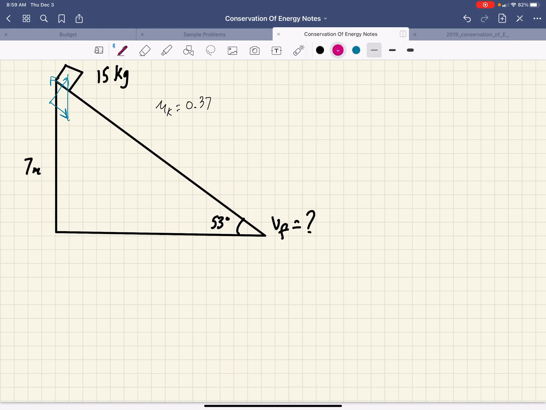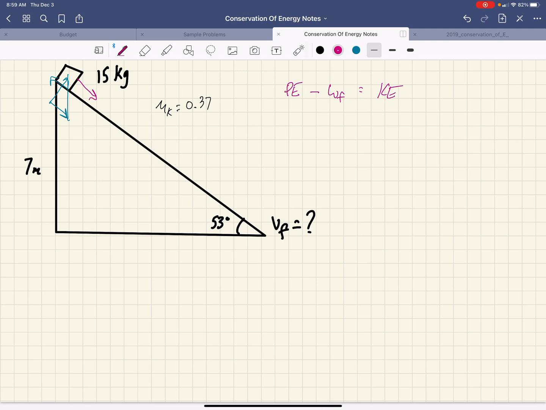The better way, or I should say often the easier way, is to use energy. Always ask yourself, what kind of energy do you have at the beginning? What kind of energy do you have at the end? And do you lose or gain any along the way due to work? So we start with potential energy at the beginning. We're going to lose some of this energy due to the work done by friction as it slides down this ramp. And what's left over is going to be the kinetic energy at the end.